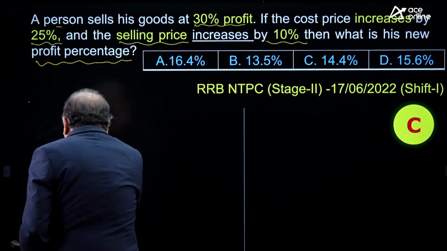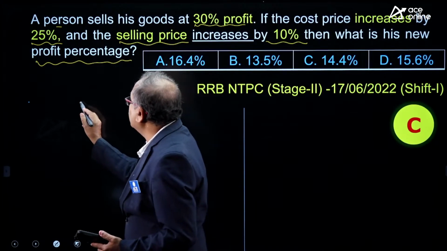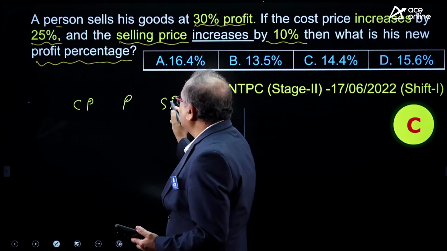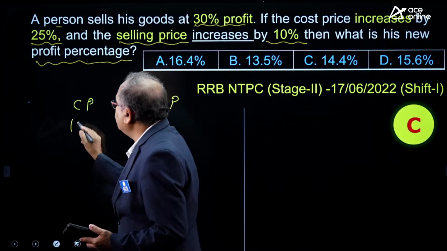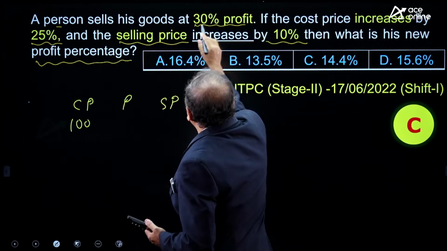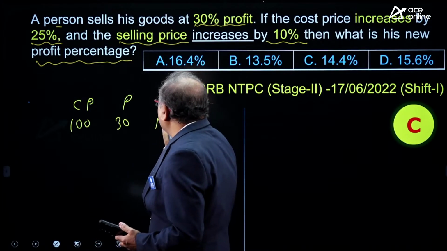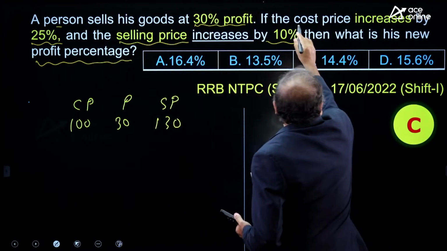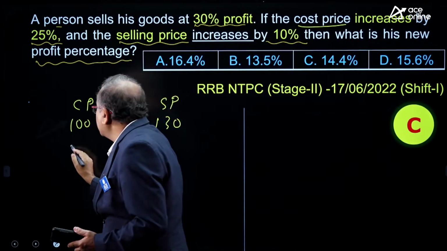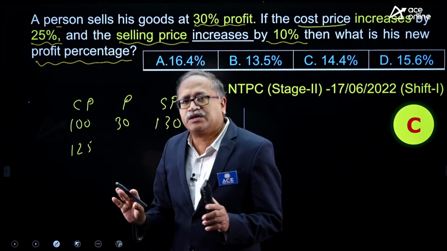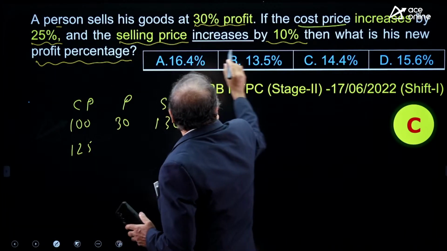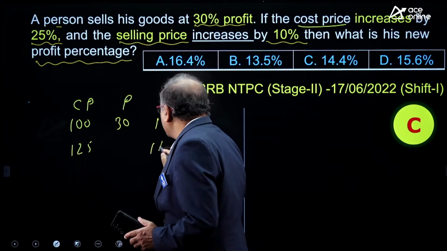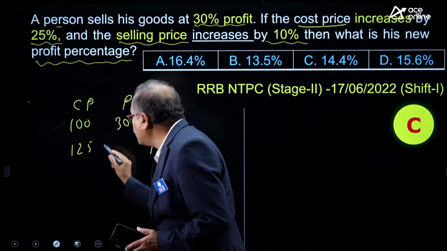What you might have done here is taken the CP here, the profit here, and the selling price here. We don't actually write this. If the CP is 100, then the profit is 30, which means SP is 130. Then the cost price is increased by 25%, so it becomes 125. It is an easy method actually. And the selling price is increased by 10%. So 10% of this is 13, and it comes to 143.